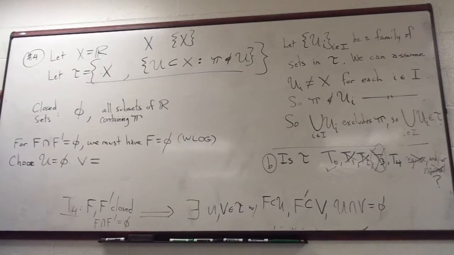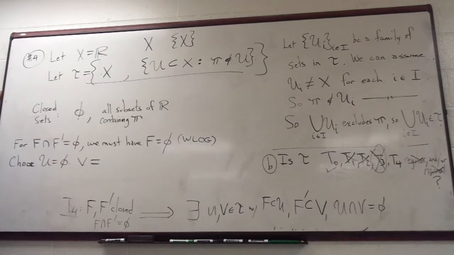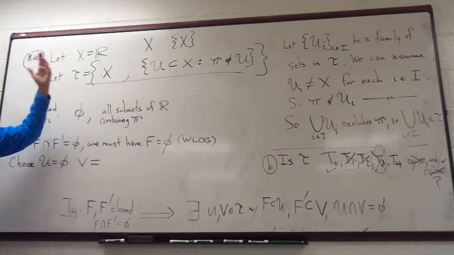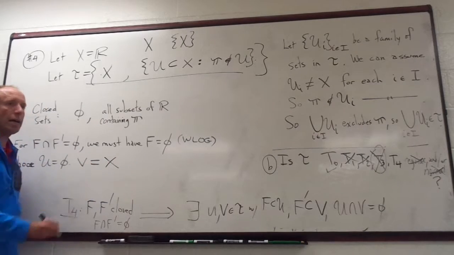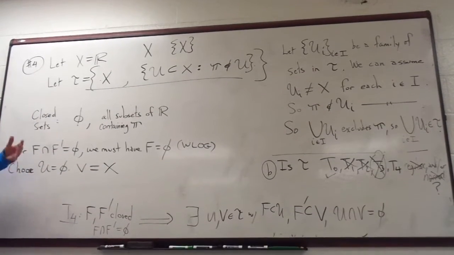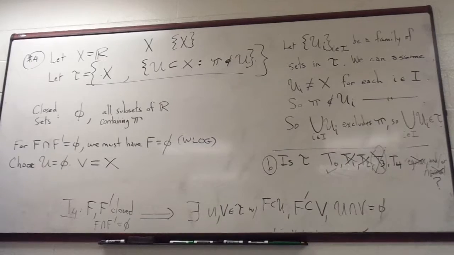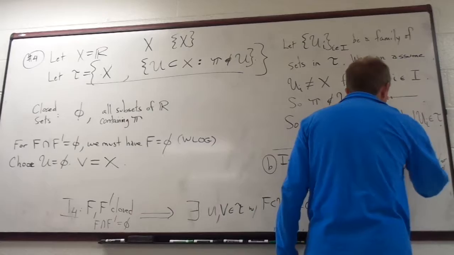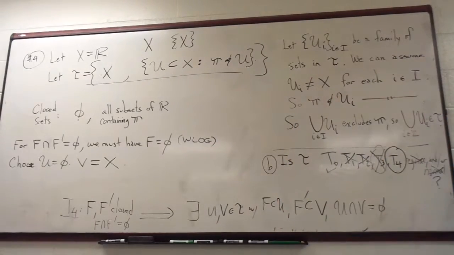Well, okay, I guess these both could be empty, is what I was thinking. The F and the F prime could both be empty, and in that case, U and V could both be the empty set. But you're right. So as long as F prime is not empty, then it has to contain pi, and so you have to choose V equal to X, which we can do anyway because it'll intersect with U trivially. So, okay, it is T4. So this one is T4 and T0, but it's nothing else.